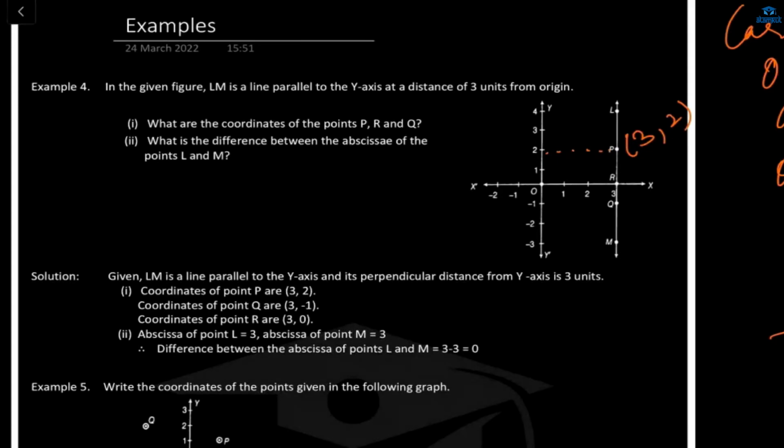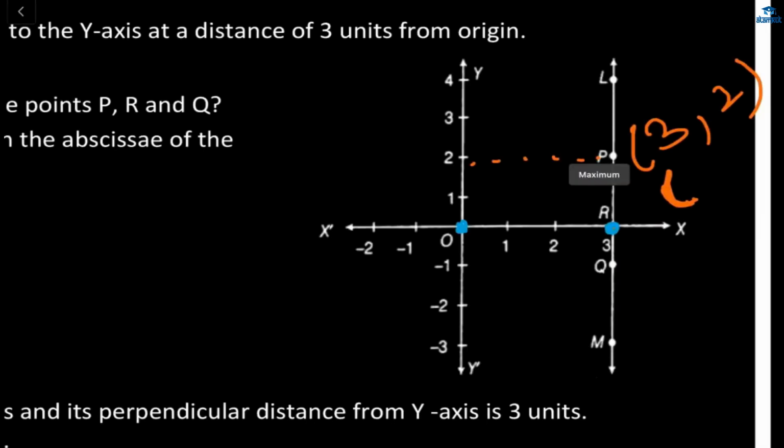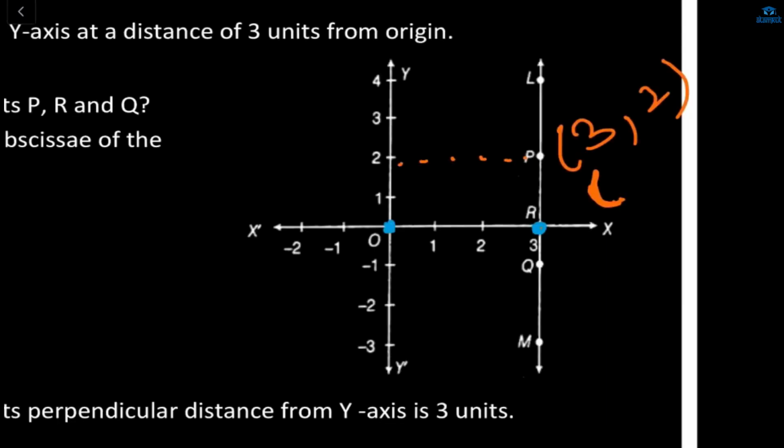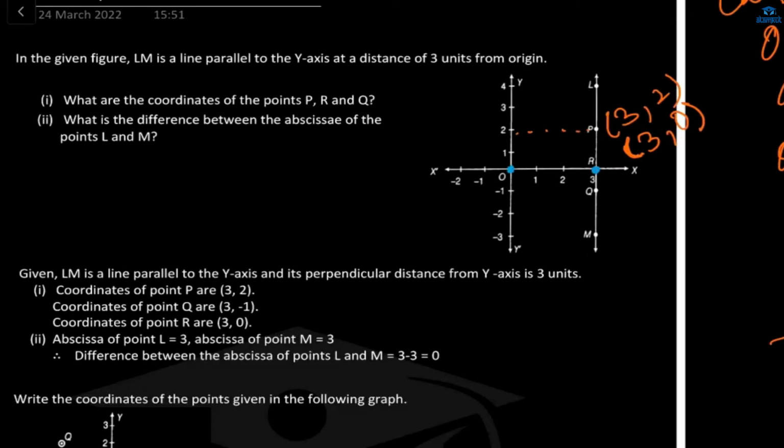Now Razi, can you tell me the coordinates of R? From the x-axis, where is it found? See, 0 is this point. Here this point is R. What is the value of x? Is it visible now? What value of x does it show at this point? It's 3, and y is 0, because in y we have not moved any distance, there is no perpendicular distance from the x-axis. So the coordinates of R are 3, 0.